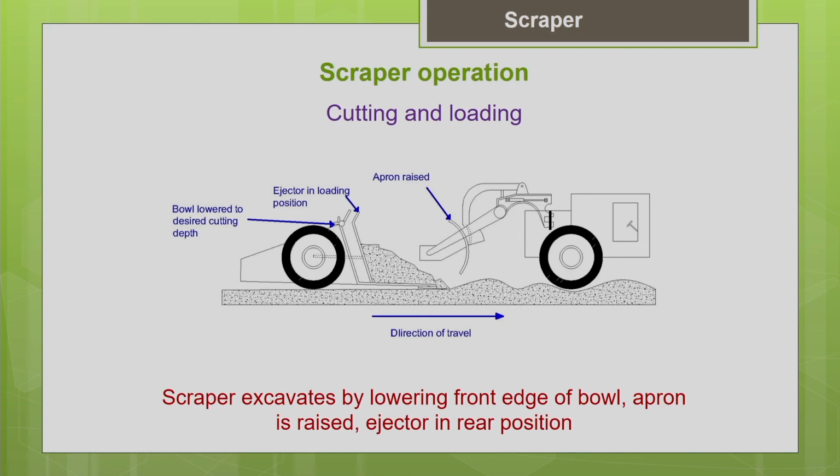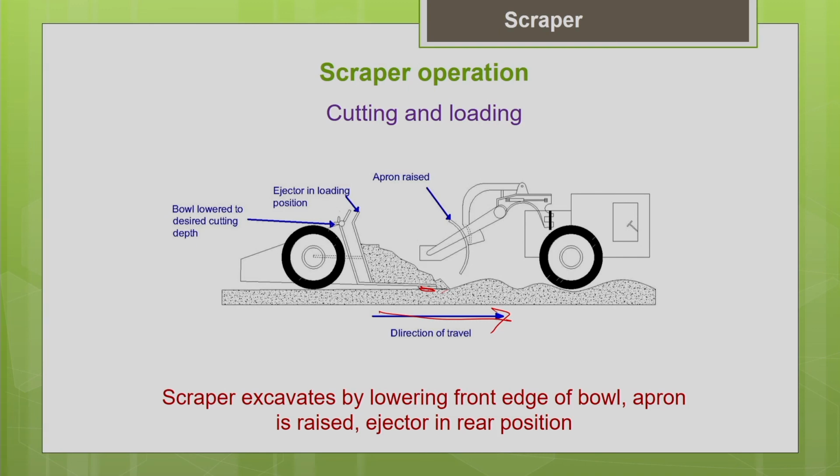Now, let us see the basic operation of the scraper. So, first of all, we should know what are all the operating parts of the scraper. So, the scraper has a bowl. So, this is the bowl of the scraper, you can see the bowl. So, at the front bottom end of the bowl, okay, this is the direction of travel. At the front bottom end of the bowl, you have the cutting edge. So, cutting edge across the width of the bowl.